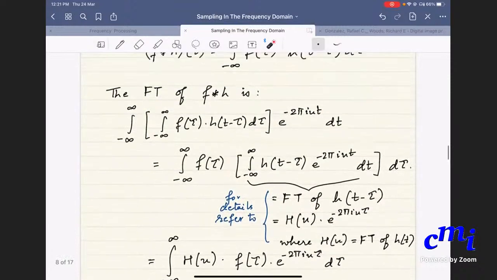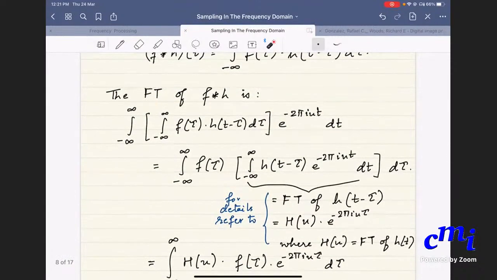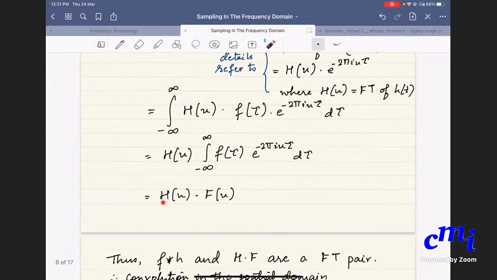Essentially what we have shown is that if you take the Fourier transform of small f convolved with small h, what you get is capital H of u times capital F of u: the product of the Fourier transforms of the individual functions, in the reverse order.